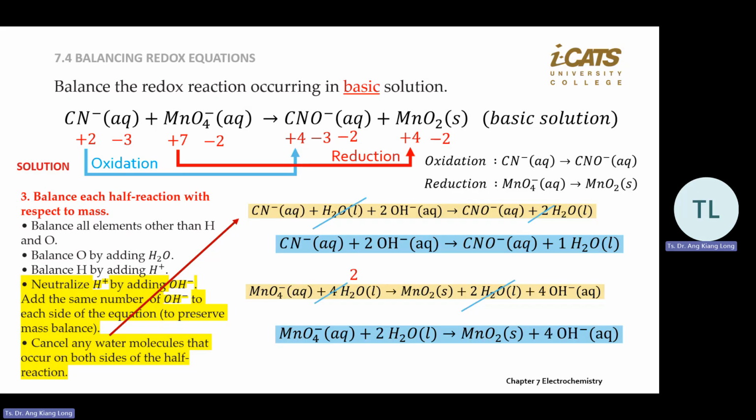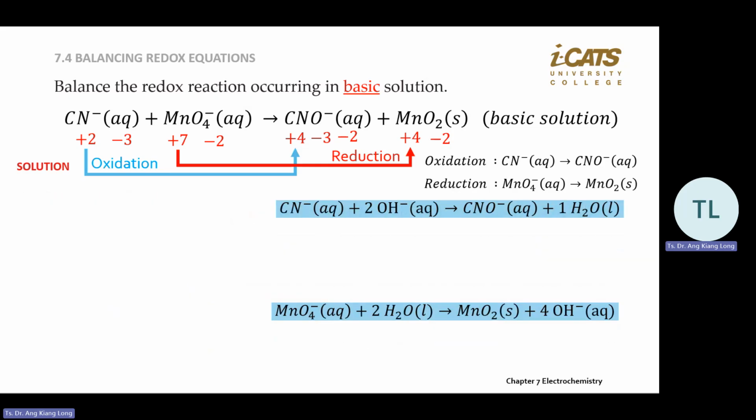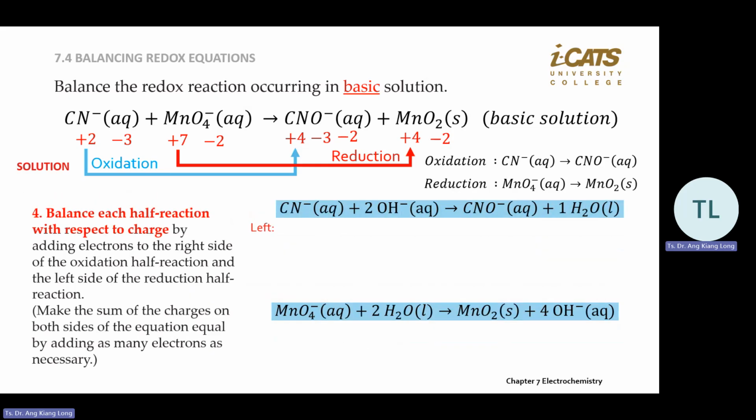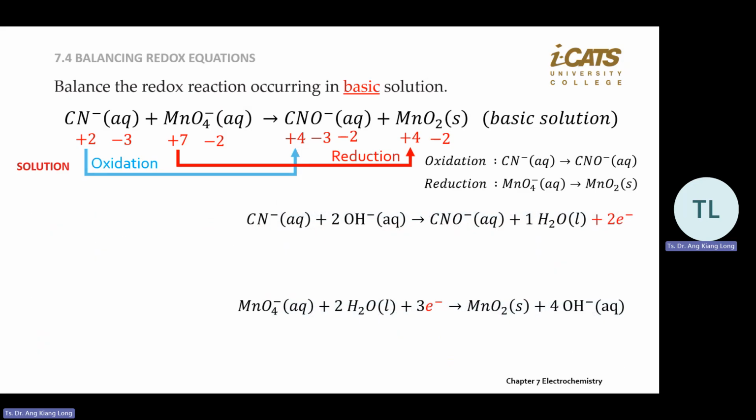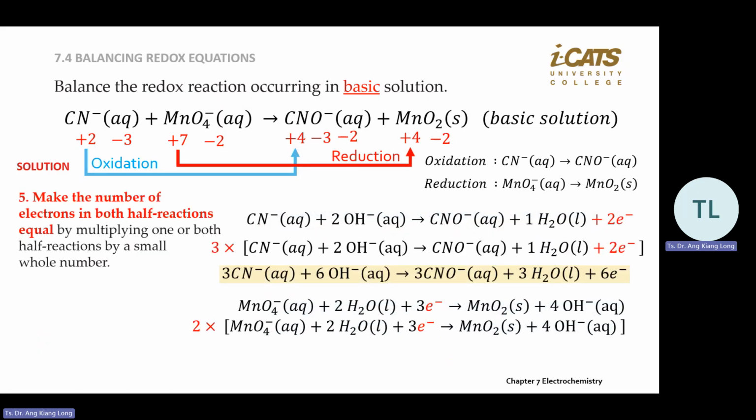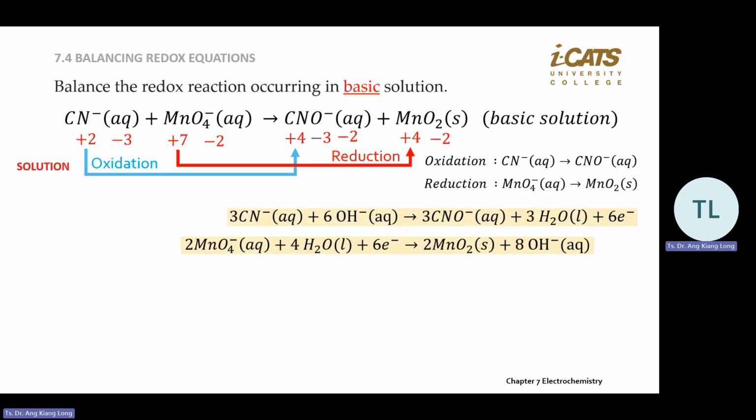Yeah, and this is the thing I want to highlight. Basic solution. You see basic solution, then you need to do the extra 2 steps, which is adding the OH negative and also the water. Then show me to cancel the water. Okay. Then the rest is just continue balancing the electrons, then write the equation. Okay, like what we learned previously, solving simultaneous equations.